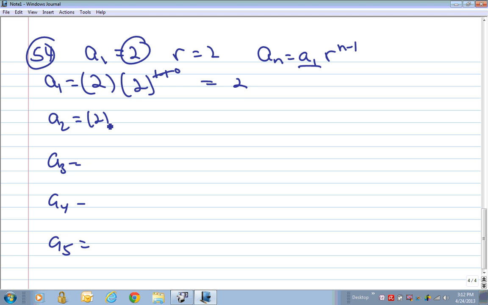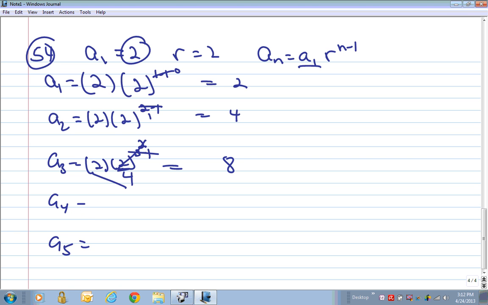Next one, we're going to keep the 2, we're going to keep the ratio, but it's 2 minus 1, which is just 1. 2 to the first power is 2, and then you'd have 2 times 2, which was 4. For the third term, we have 2, the ratio is still 2, except it's going to be 3 minus 1. Okay, so cross that out. 3 minus 1 is 2. We have 2 squared, that becomes a 4, and then 2 times 4 is 8.